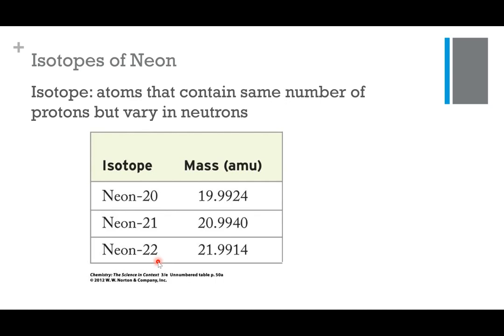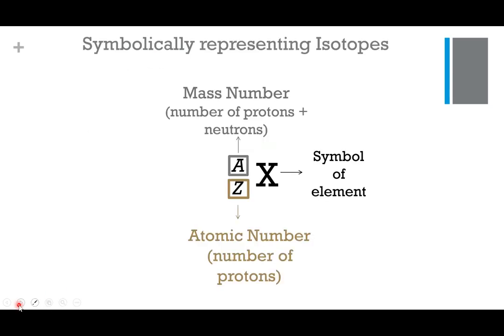Well, we're chemists, and we symbolically represent everything. So we've got a symbol that will tell us this information. So here's how we symbolically represent an isotope. The first thing you'll see here is the chemical symbol. So if I were talking about one of those neon examples, the chemical symbol would just be Ne.